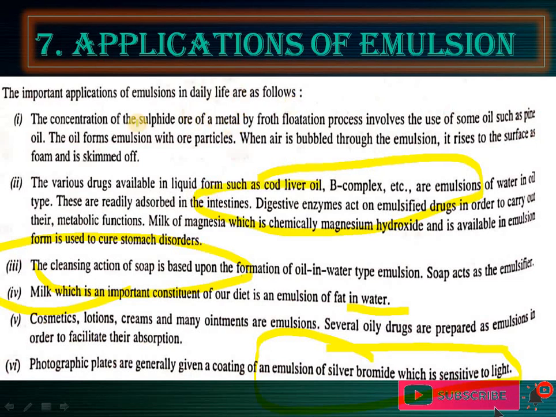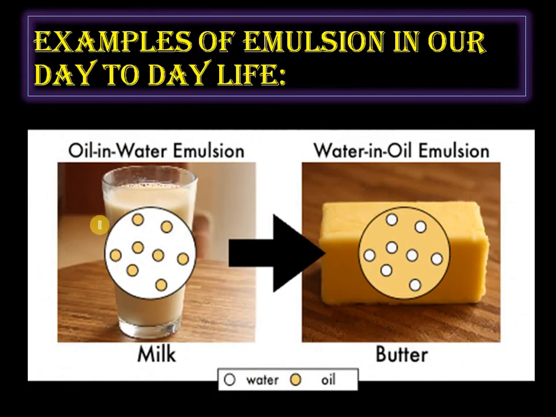Even the metallurgy process, that is the froth flotation process, is an example of emulsion. This is an oil-in-water type emulsion, and this is butter. Here we have a water-in-oil type emulsion. This is the best example of emulsion, I would say, and this is something you use in your daily life.